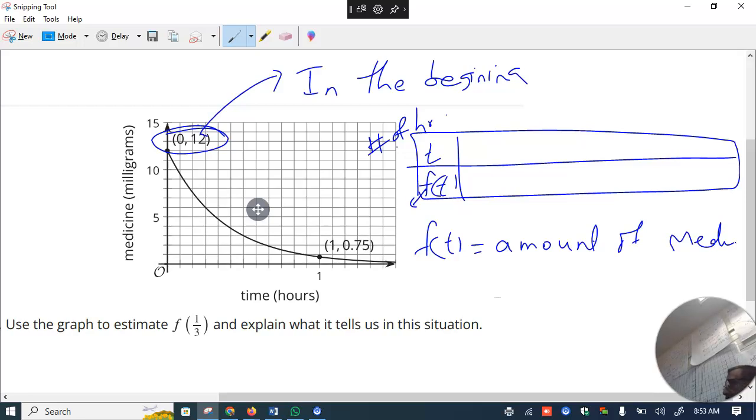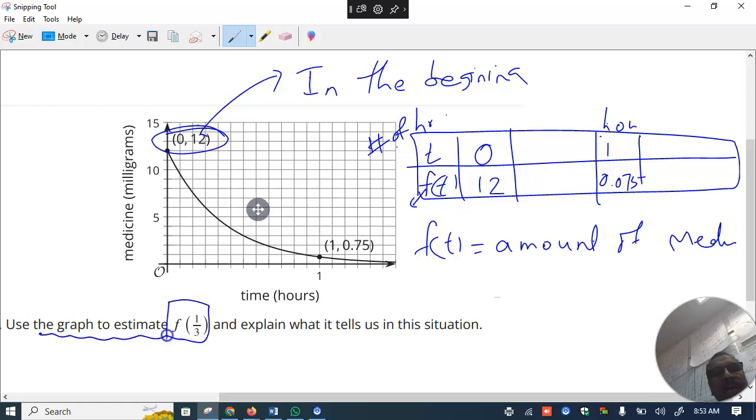Please allow me to complete this. So amount of medicine in the beginning, at 0, it was 12 milligrams. And after 1 hour, that means this is 1, this is 1 hour, this is in the beginning, it is given as 0.075. Okay. The question is asked, use the graph to estimate. Now, what is this f of 1/3? So, what is the meaning of 1/3? Now, 1/3 of 1 hour, right? 1/3 of 1 hour.